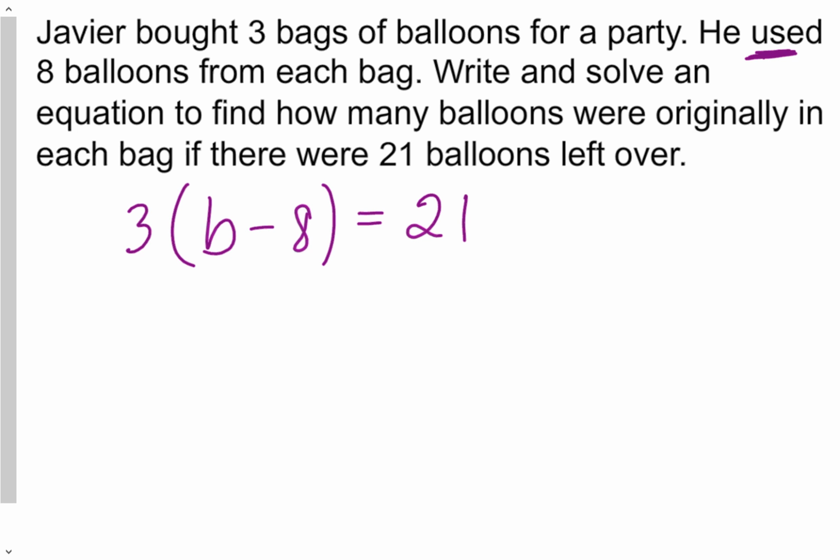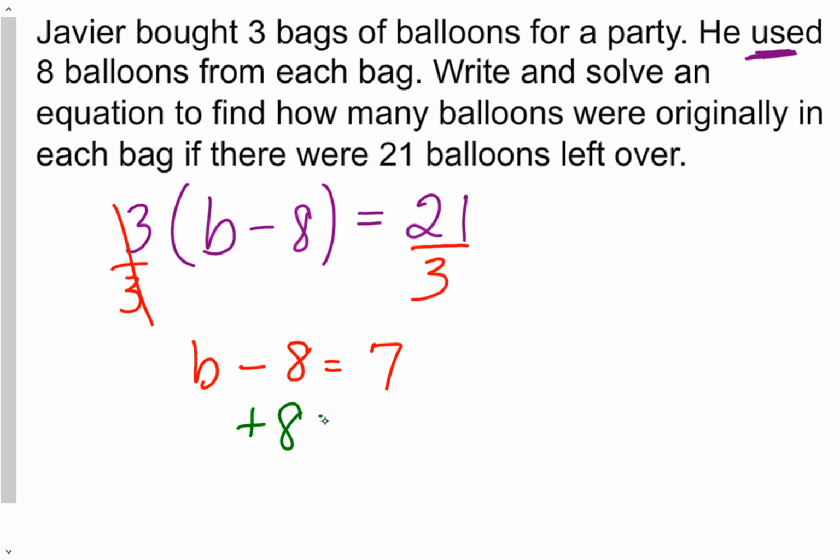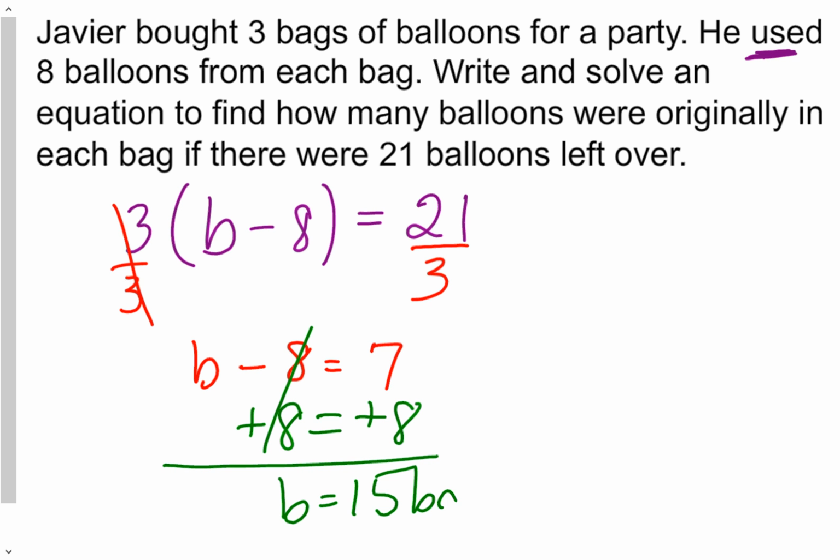Okay, so let's go ahead and divide by 3 on both sides of the equation. So B minus 8 is going to equal 21 divided by 3, which is 7. Okay, so now take a look at our variable B. It's being subtracted by 8. So let's add 8 to both sides of the equation. And we get B equaling 15. So there was 15 balloons in each bag originally.